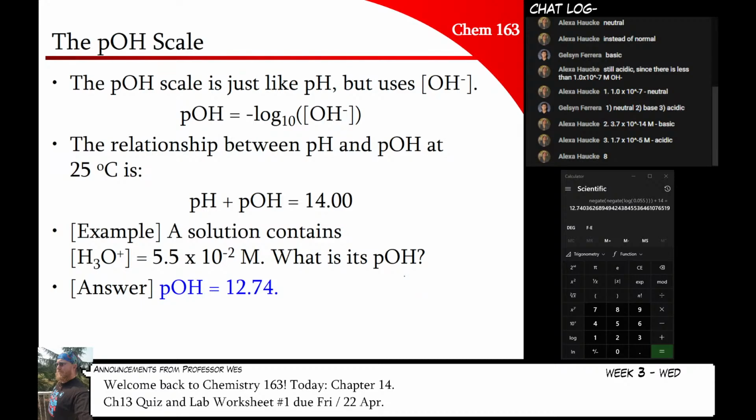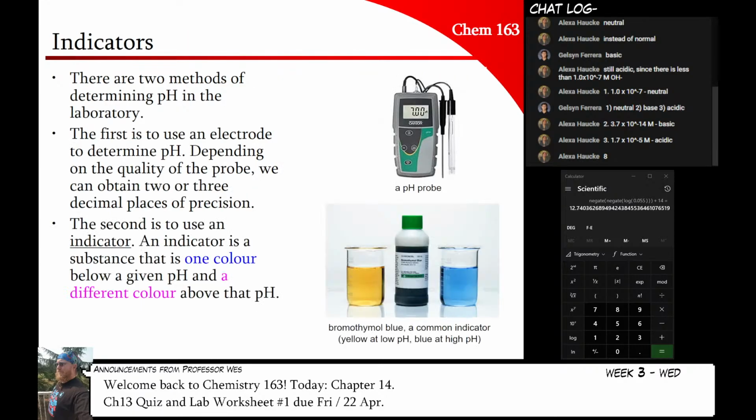Last thing I want to talk about today, since we're out of time, but I'm going to talk about the indicators anyway. So what is an indicator? An indicator is a tool that is used in the laboratory to tell you what the pH of something is.